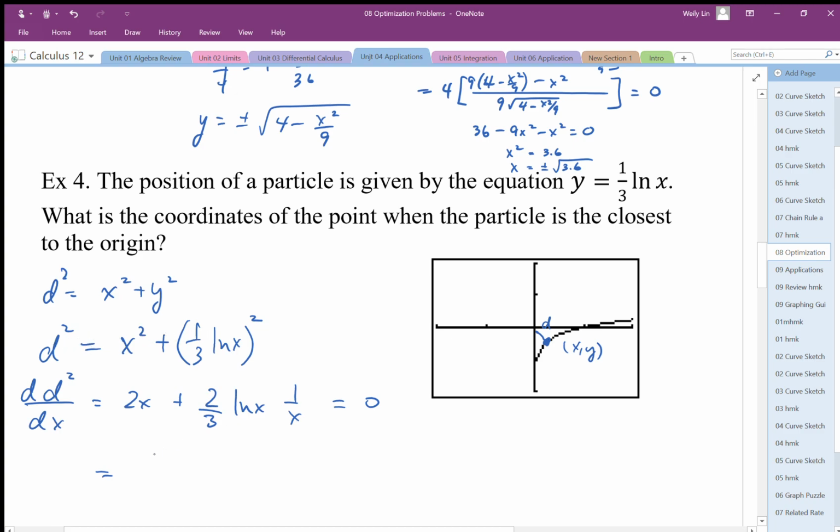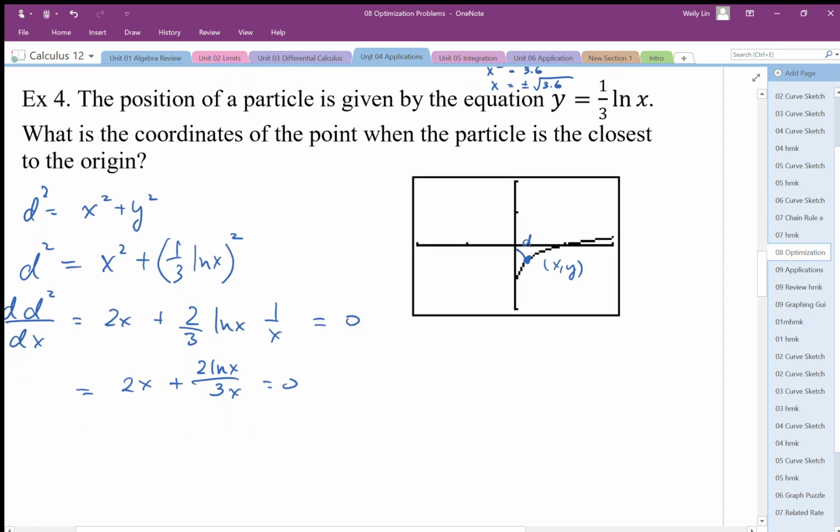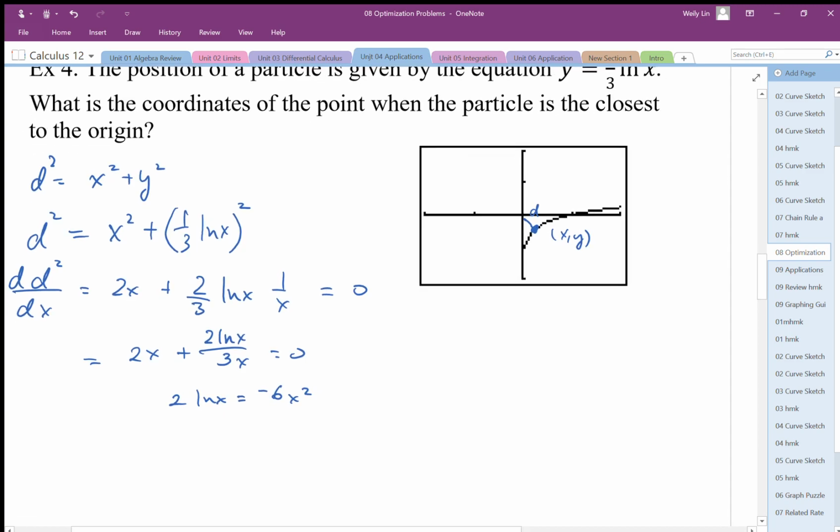So I'm going to end up with 2x plus 2 log x over 3x equals 0, and solve that equation. Now this equation is not that easy to solve because we end up with 2 log x is equal to negative 2 times 3x, which is negative 6x squared. Okay, so this is an equation that we can't solve algebraically, so we have to solve by graph.